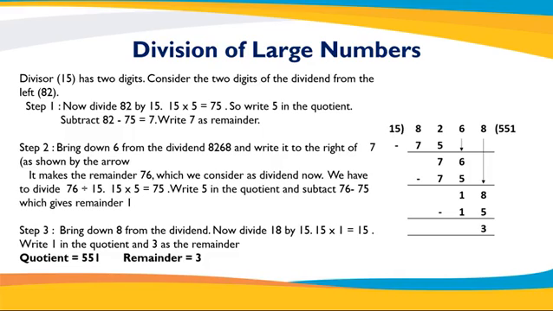Write 5 in the quotient and subtract 76 minus 75, which gives remainder 1. Now next step, bring down the next digit, that is 8, from the dividend. Now divide 18 by 15. 15 ones are 15. So write 1 in the quotient and 3 as the remainder. This completes the division, and the answer which you get is the quotient as 551 and remainder as 3.